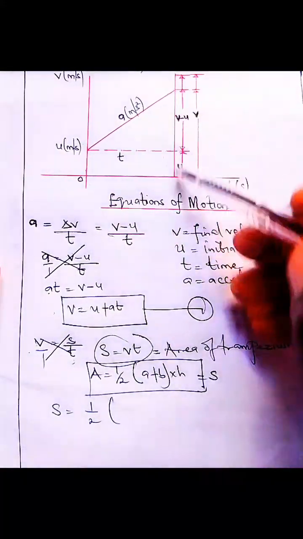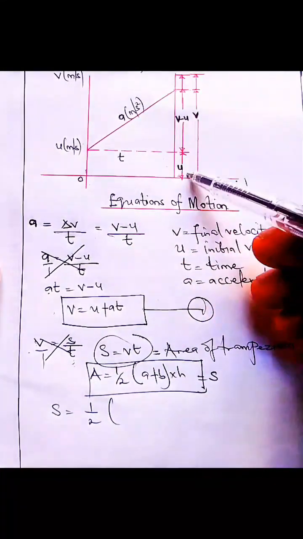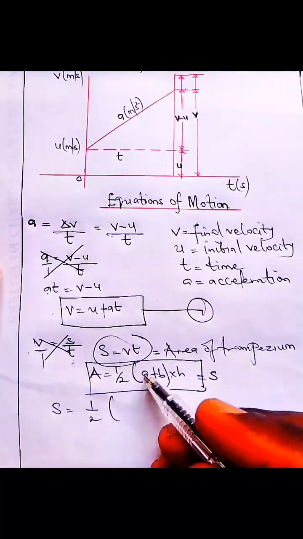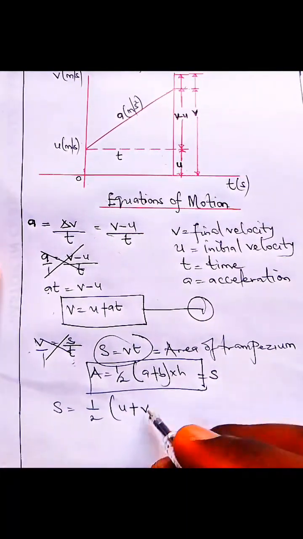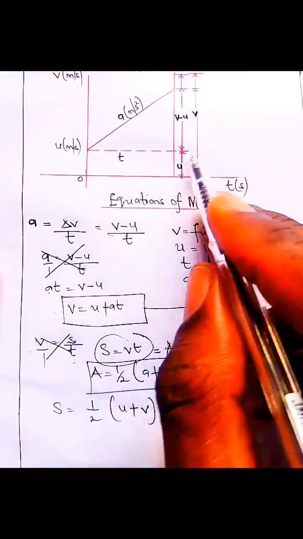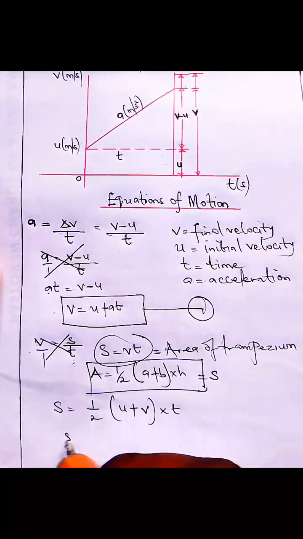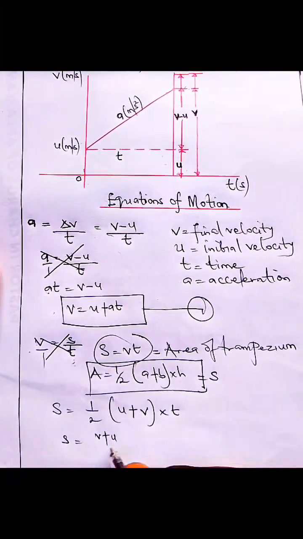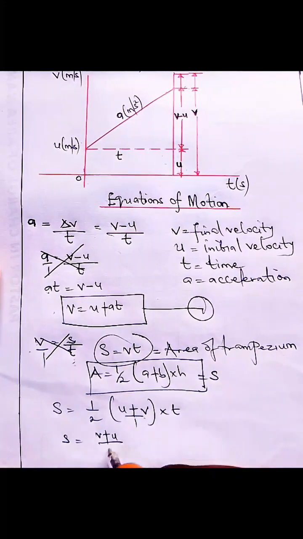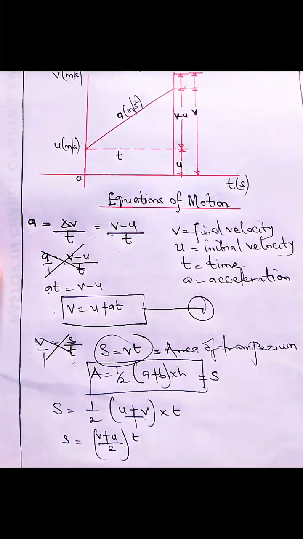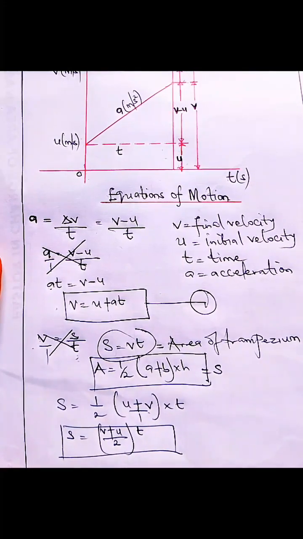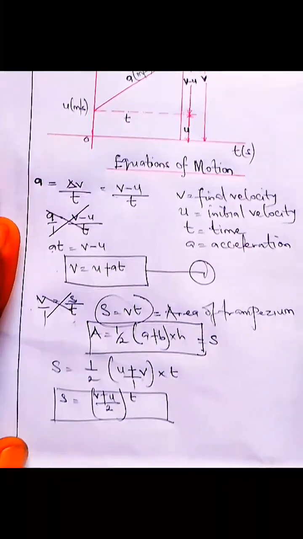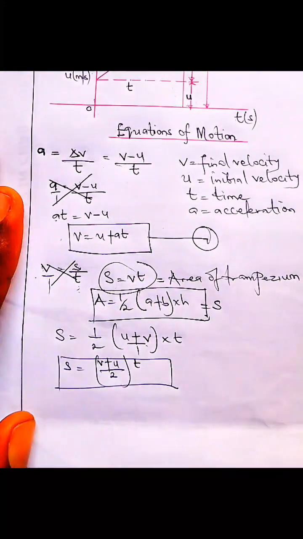This a, and this is b, the longer side. a is the initial velocity, b is the final velocity. So a is u, the final velocity, which is b, times height, which is time. So s is (v plus u) over 2, times time. So this is our second equation of motion.